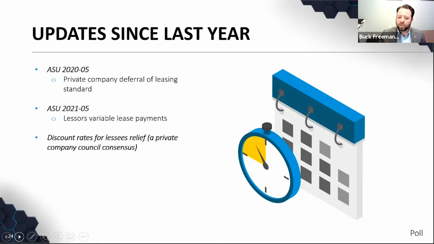Now, if this expedient or this relief is applied, you will be required to disclose that fact. But it's expected there will be no change to the weighted average discount rate calculation.